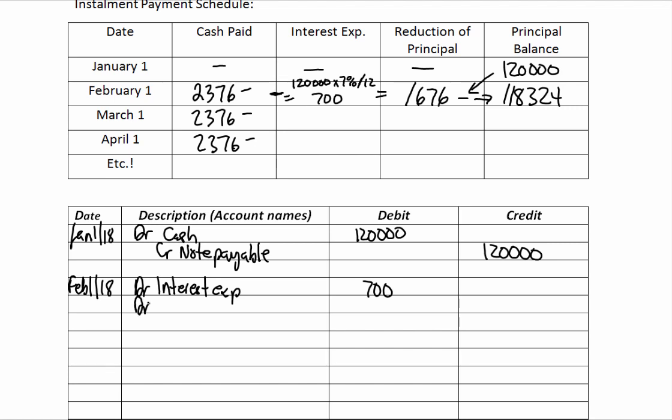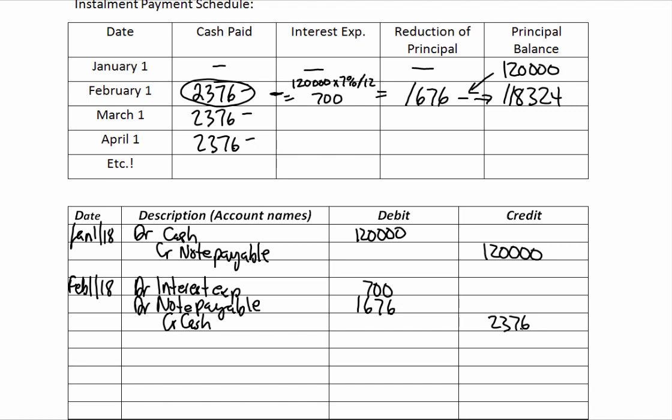How much am I paying down for my principal? I'm only paying $1,676. Why? Because I decided only to have a cash outflow of $2,376 so that I know what my cash outflow is on a monthly basis. So I'm going to credit cash with my set cash outflow of $2,376. Okay, because I wanted to keep my payments at $2,376, I ended up not reducing my principal balance as fast, right?